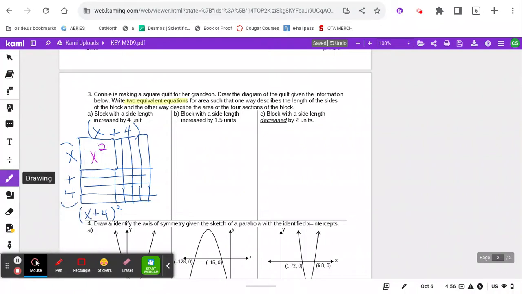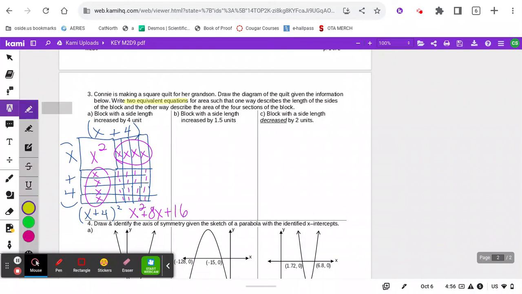x times x is x squared. 1, 2, 3, 4 x's. 1, 2, 3, 4 x's here. There's our 16 constant. So using all of those, x squared plus 1, 2, 3, 4, 5, 6, 7, 8. So x squared plus 8x plus 16 is my standard form.